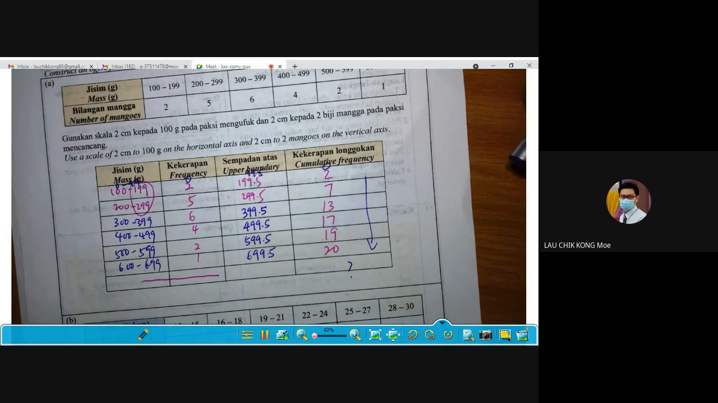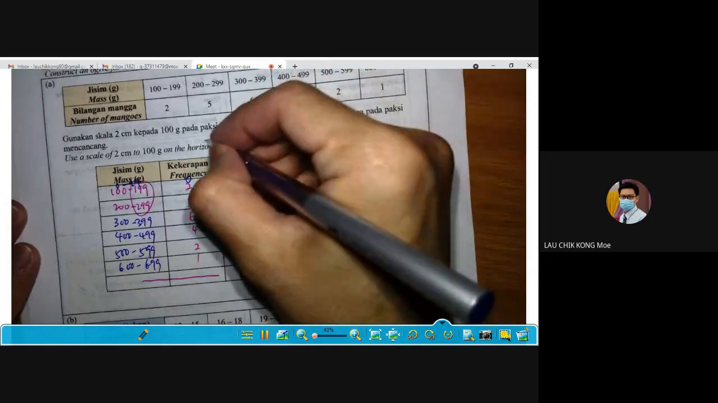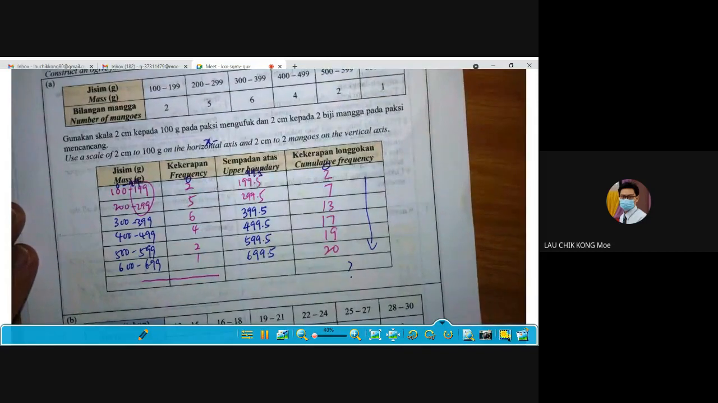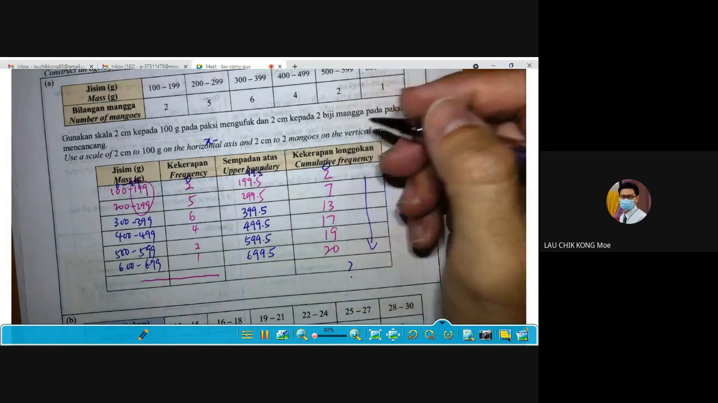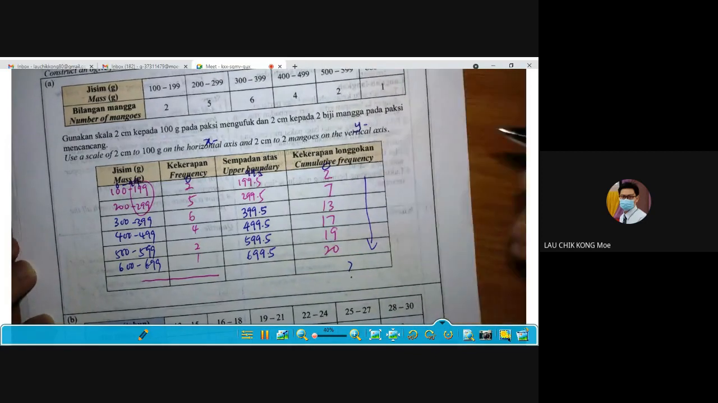Remember that the scale given is 2 centimeter to 100 gram on the horizontal axis. Horizontal axis means x-axis. And 2 centimeter to 2 mangoes on the y-axis. Vertical axis means y-axis.